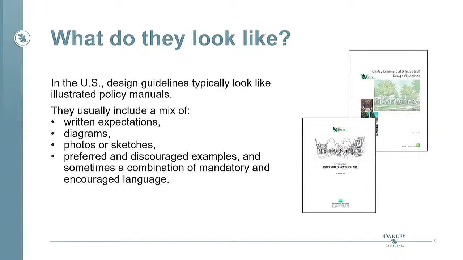What do they look like? They look different than the municipal code. In the US, design guidelines typically look like illustrated policy manuals. They usually include a mix of written expectations, diagrams, photos or sketches, preferred and discouraged examples, and sometimes a combination of mandatory and encouraged language.